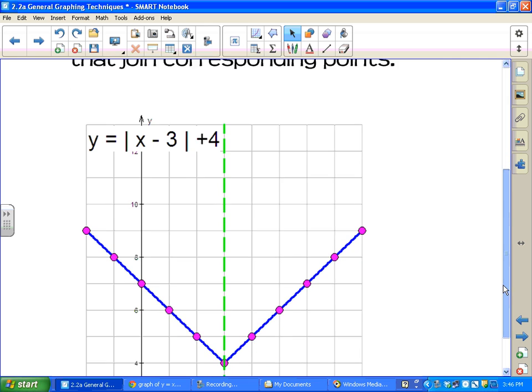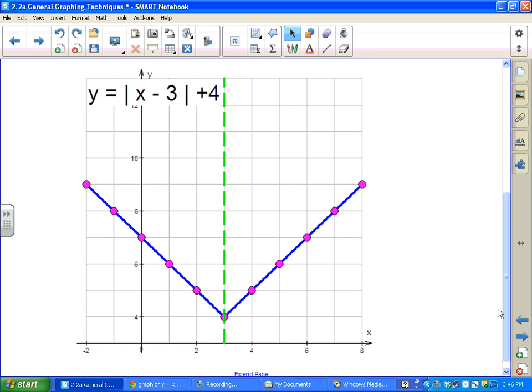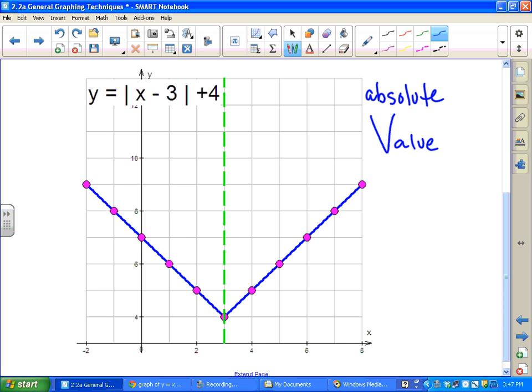I'm going to explain it using the equation y equals the absolute value of x minus 3 plus 4. The picture in blue is the graph of y equals the absolute value of x minus 3 plus 4. And a little shortcut to help you remember what absolute value functions actually look like: I remember them as absolute v-alue. So in blue, it looks like a v, and that's the graph of an absolute value function.